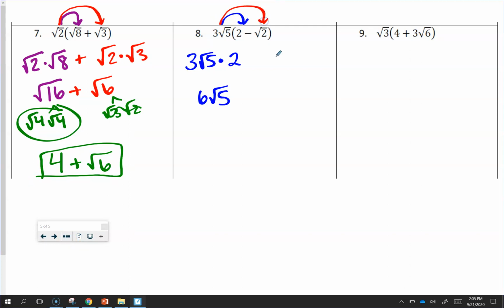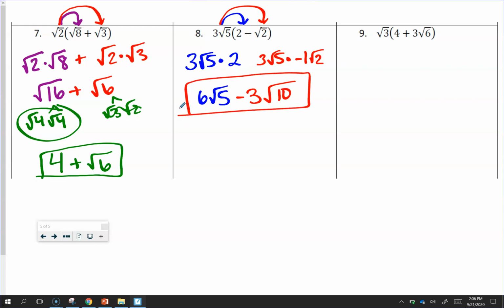Square root of 3, 3 square root 5 times, there's a negative here, so that's really like a negative 1 square root 2. 3 and negative 1 are on the outside, so we get negative 3. 5 and 2 are both underneath my radical, so I'm going to multiply those together to get square root of 10. I have multiplied, now we simplify. 5 cannot break down. 10 can break down to 5 and 2, but none of those repeat, so the square root of 10 is as simple as it gets. So this is my answer.